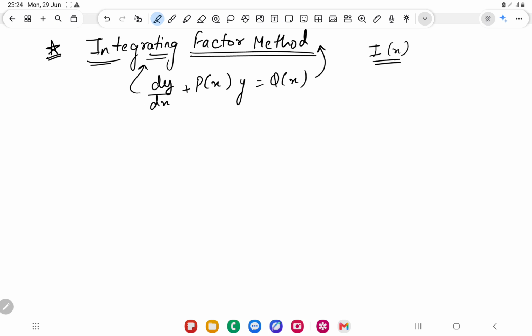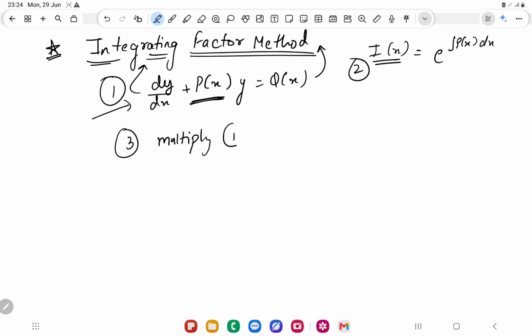We have to first make our question in this form and then pay focus on this P(x). So my integrating factor is nothing but e to the power integral P dx. So your first step is to make your question in this form. The second most important step is to find the integrating factor, and the third and last step is to multiply my first step, or my question, with the integrating factor, and then it will be easy for you to find the general solution.